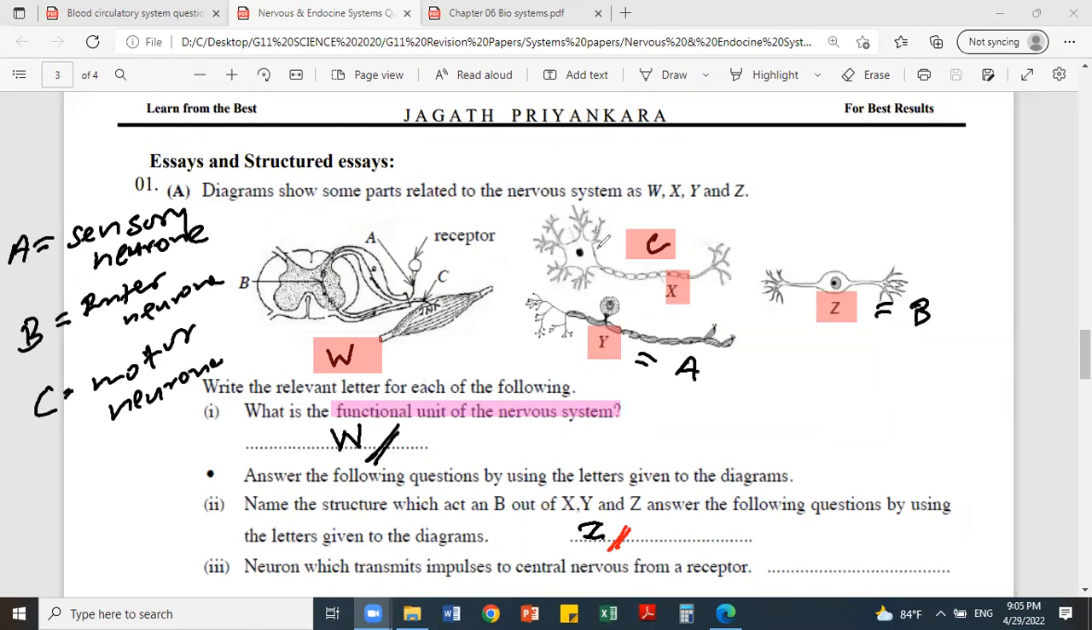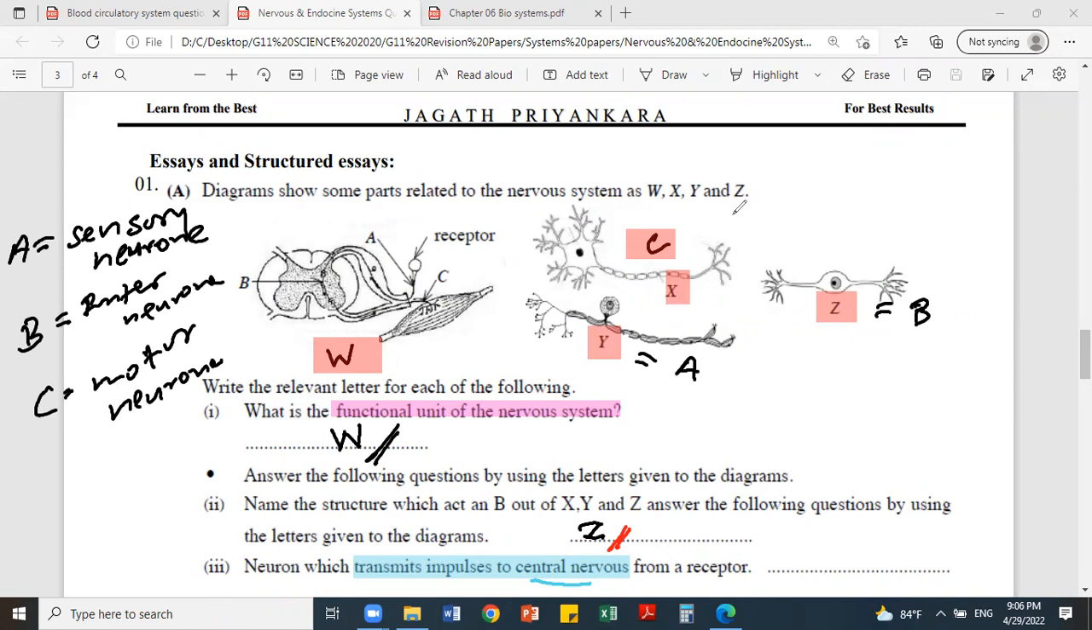Transmit impulses to the CNS. I think we are getting different answers. Okay, highlight here: transmit towards the CNS, towards the central nervous system. Which neuron carries impulses towards the brain and the CNS from the receptor? That is sensory neuron. The answer is capital A.